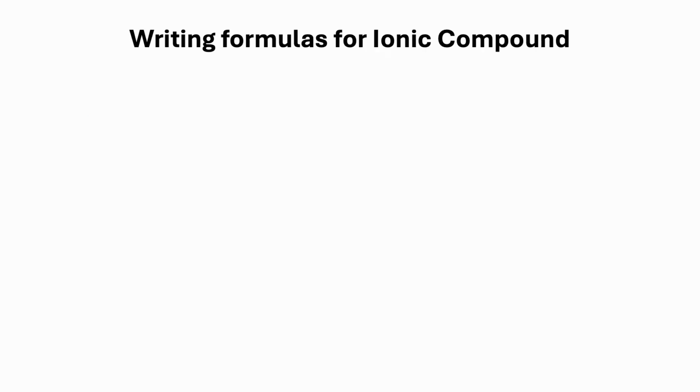Writing formulas for ionic compounds. Let's take an example, magnesium nitride. Magnesium is in group 2, it's a metal and it makes a 2+ charge. Nitrogen comes from group 5 and it makes a 3- charge and it is a nonmetal, therefore we call it nitride after making a 3- charge.